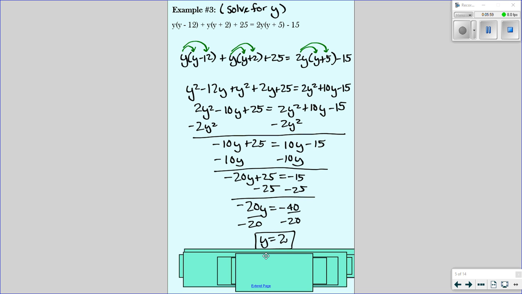And if you are not sure about your answer, you can always plug your final answer into the original equation and see if both sides give you the same number. And if it does, that means you got the right answer. And if it doesn't, then you made a math error or sign error somewhere along your work. All right, so that was the last problem.